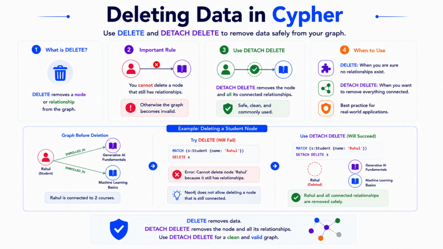If you want to remove both the node and every connected relationship, you use DETACH DELETE. This command safely removes the entire structure. That is the command most developers use in real-world applications.